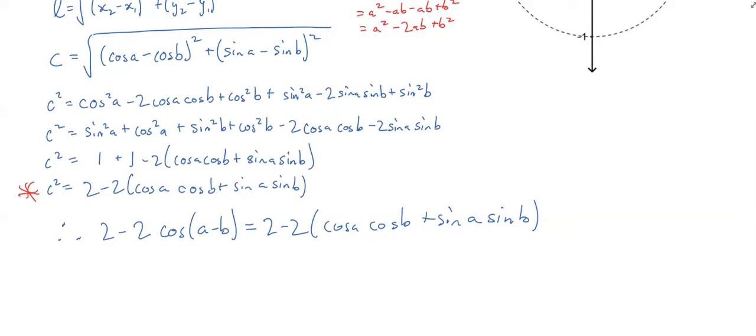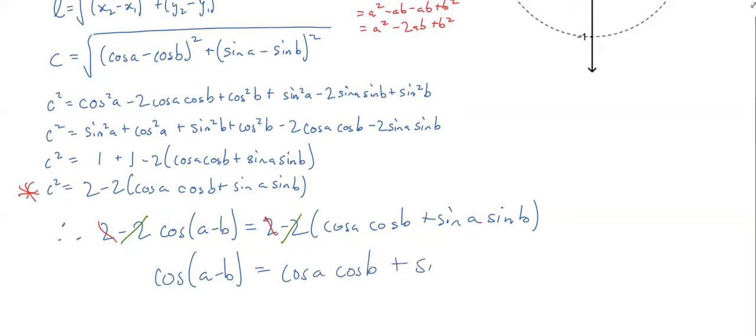Yeah, I'm going to fix that a little bit. Subtract 2 from both sides. Those are gone. Divide both sides by negative 2. Those are gone. Let's write down what we have left. Cos of A minus B is equal to cos A cos B plus sine A sine B. That's our formula. So now we're done.